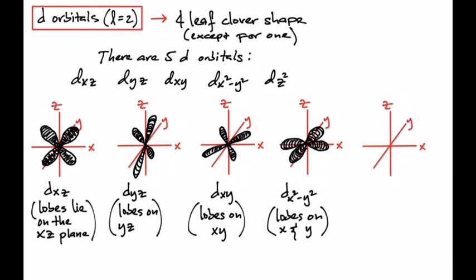And the last one here is probably the most distinct among the d orbitals. This is the dz squared. So it's basically two lobes that lie on the z-axis, and then you have a ring around the center. Okay, so it basically looks like a double pacifier. So that's what a dz squared orbital looks like.